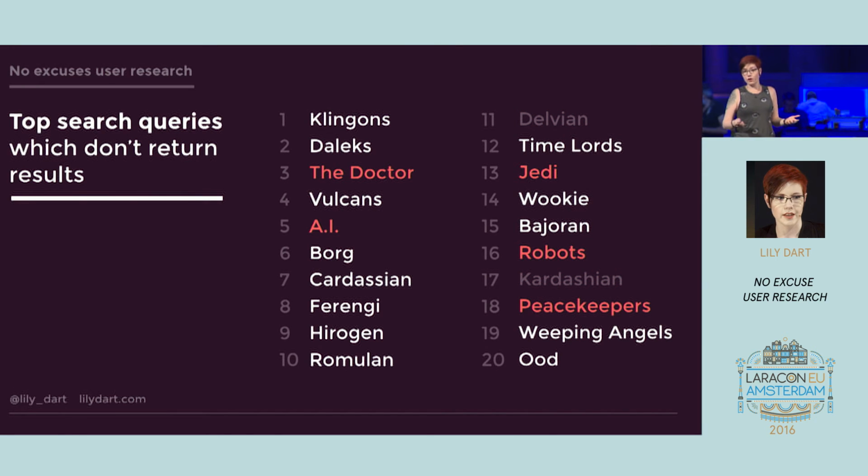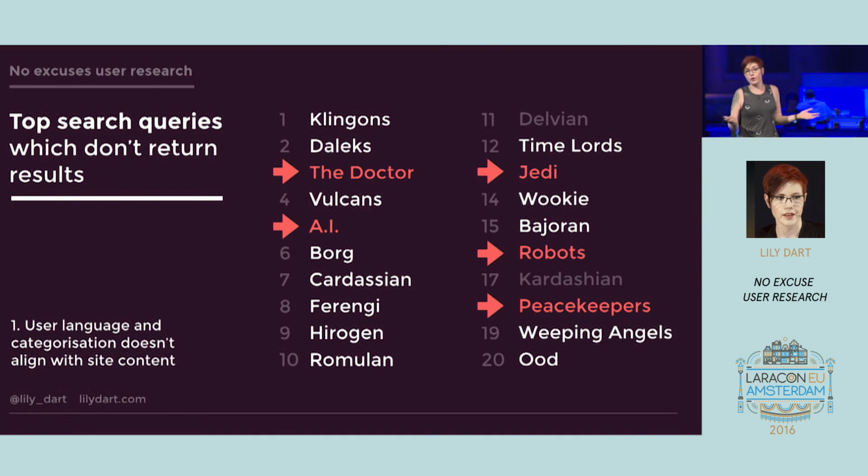So these aren't alien races. This is the initial problem. The first is that the Doctor is an individual. His race is Time Lord, so that's not coming up in the search results. The second is that AI and robots could be considered races, but they're non-biological, so the site owner doesn't consider them to be such. And the last one is that Jedis and Peacekeepers are groups containing multiple races. They're not individual races themselves, so they don't come up in the search results either.